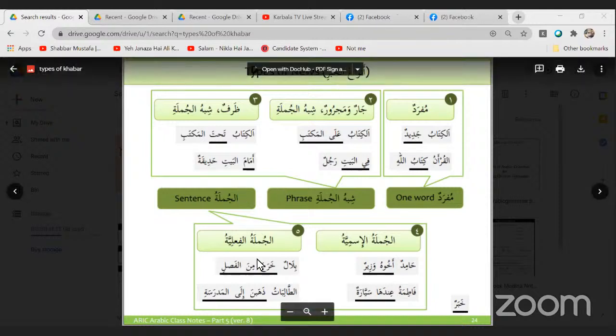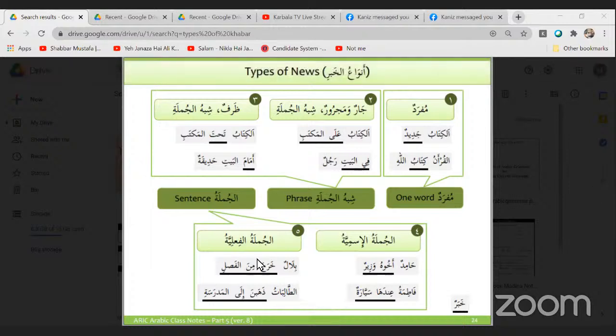Sir, can we say al-hadiqatu amam al-bayti? Correct. That's what I've said already. If al-hadiqatu has alif lam, then it deserves to come at the beginning of the sentence. Okay, thank you. Is that clear for everyone?